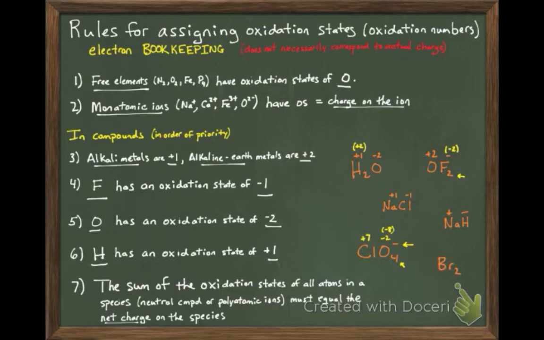Bromine, elemental bromine, from rule number 1, we see free elements have oxidation states of 0, so we'll write a little 0 above that for its 0 oxidation state. But bromine in BrF3, the compound, will not have an oxidation state of 0. What we do is we assign, based on our set of rules, number 4, fluorine has an oxidation state of -1. There are 3 of those, so that totals -3. Therefore, bromine in this compound has an oxidation state of +3.